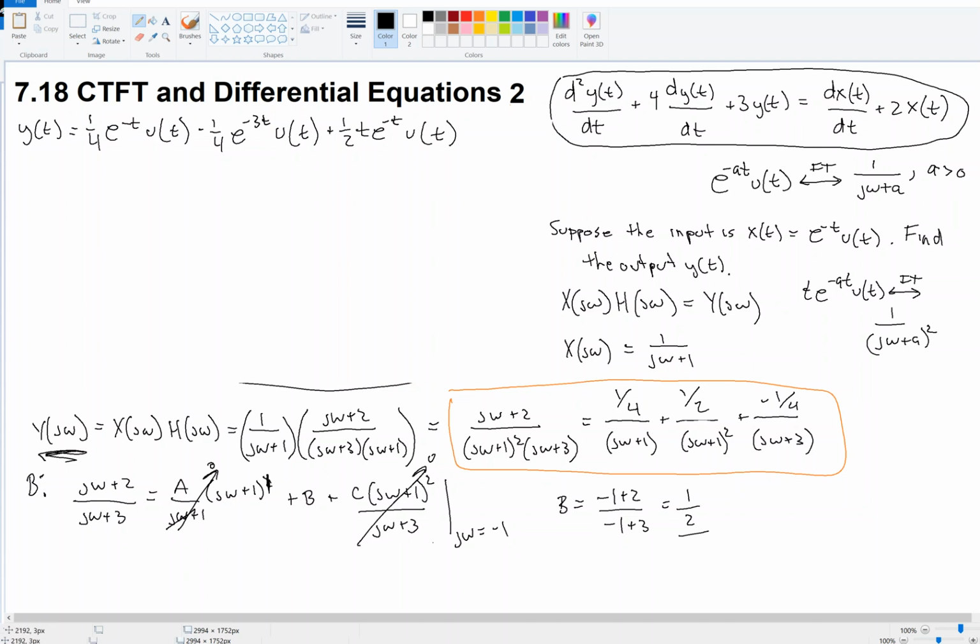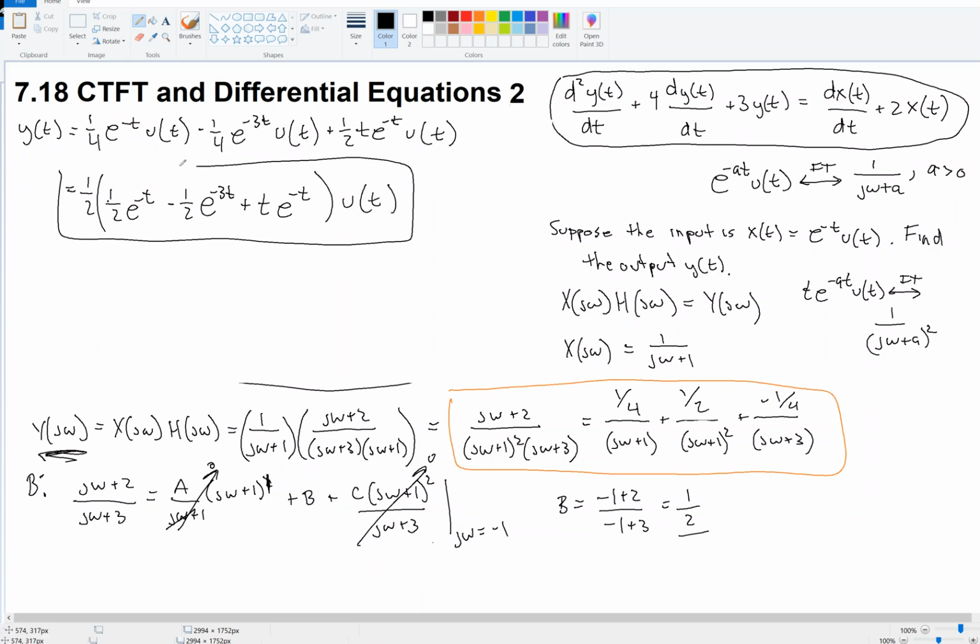All right, so we could, if we wanted to, work this out a little bit. We could factor out a half and a u of t from everything, and so this would be 1/2 e to the negative t minus 1/2 e to the minus 3t, and then plus t e to the negative t, all times the unit step, and that's the answer. That's what we get out.